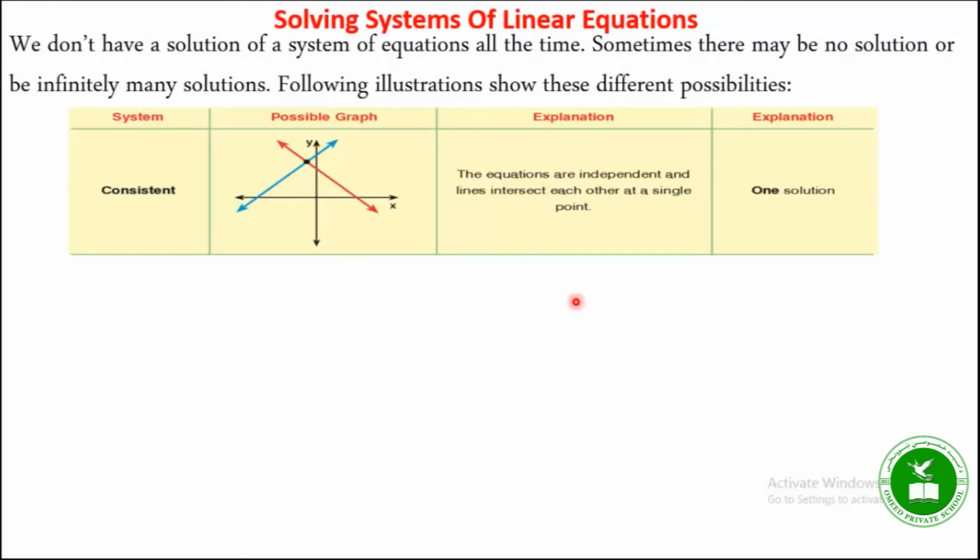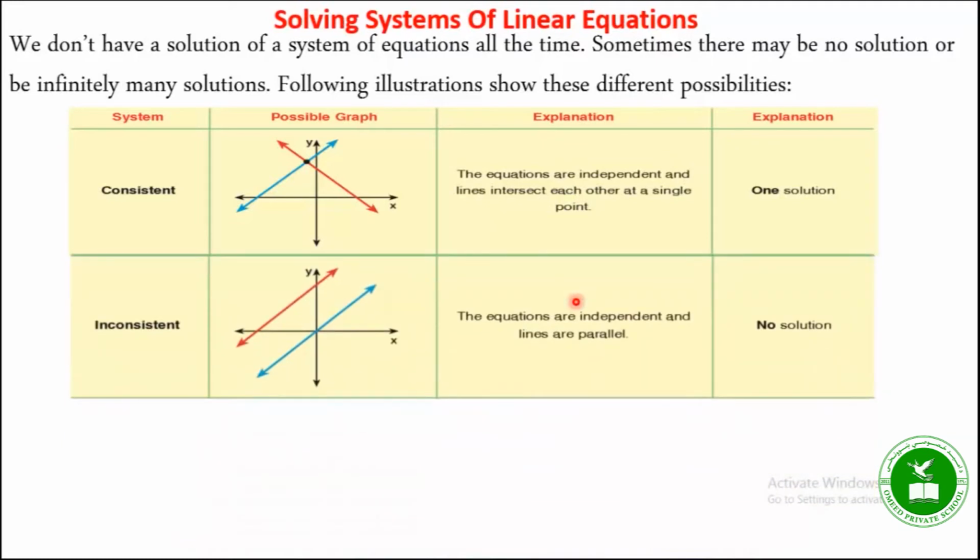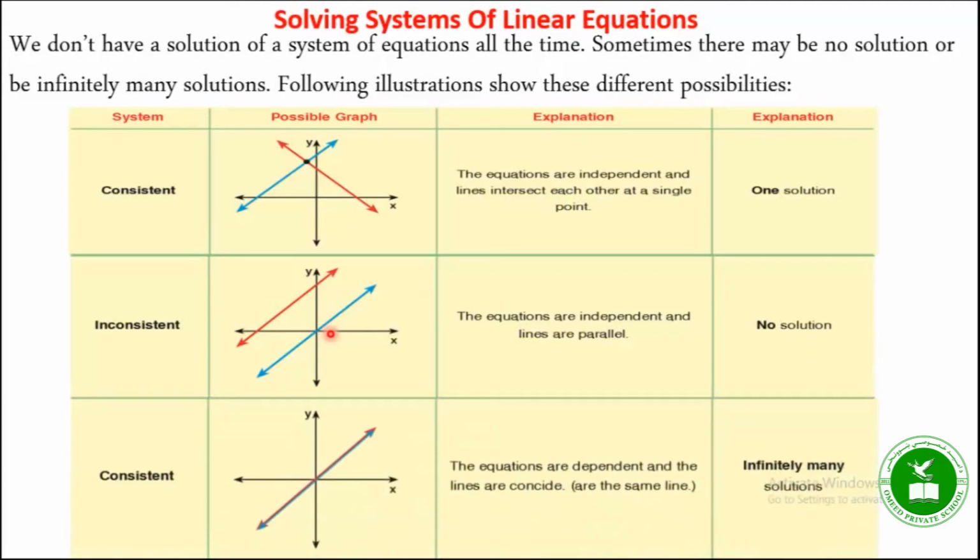If the two graphs intersect each other in one point, there is one solution for the system of linear equations. If the lines or the graphs are parallel, there is no solution for the system of linear equations because there is no intersection point. If the two lines coincide with each other, there are infinitely many solutions for the system of linear equations.